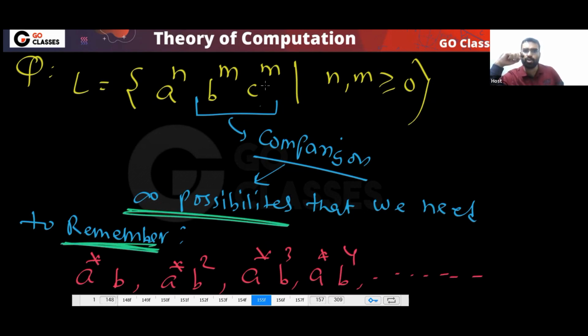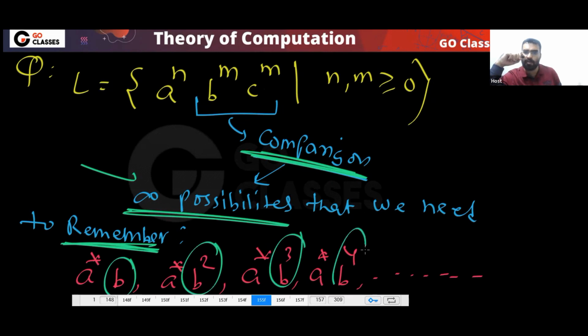We need to remember so that we can match with number of C. Okay, so these are the infinite possibilities. There is a comparison: number of B must be equal to number of C. But you can notice these are the infinite possibilities, like B power 1, B power 2, B power 3, B power 4. The exact count we need to remember because we need to match the number of B with the number of C. So these are the infinite possibilities we need to remember.